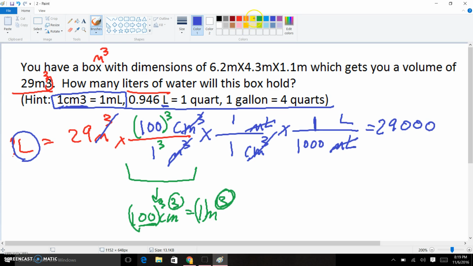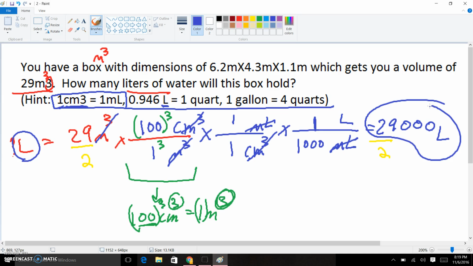Taking a look at my sig figs, I have 2 sig figs in my front number, so I want 2 sig figs in my end number. 29,000 is 2 sig figs. So I just need to put some ending units on there. Liters. 29,000 liters is equal to 29 meters cubed.